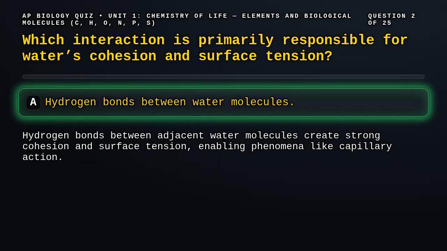Correct answer, A. Hydrogen bonds form between the partially positive hydrogens and partially negative oxygens of neighboring water molecules, producing strong cohesion, surface tension, and capillary action in biological systems.